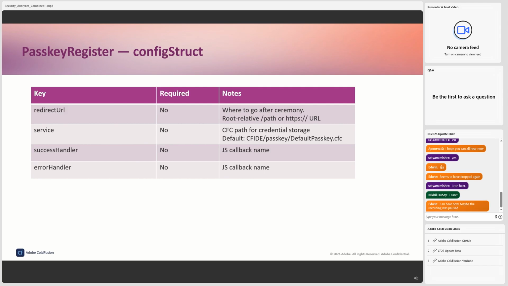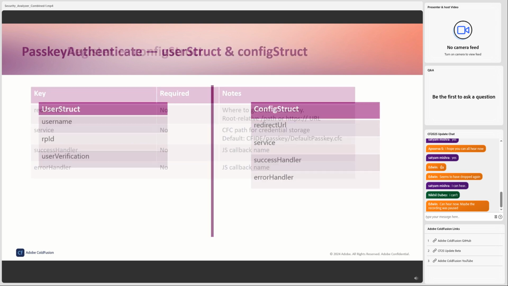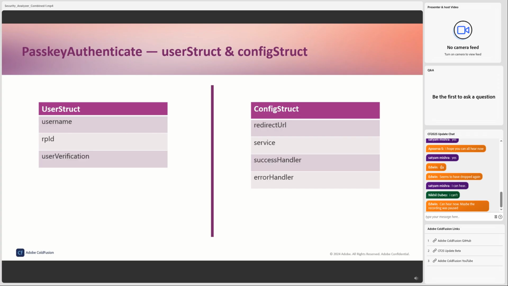Then comes success handler or error handler. So these are optional JavaScript callback names, if you want to handle the result client side instead of via redirect. So next for passkey authenticate, again there are user struct and config struct, but user struct has just these three keys and config struct is similar to what we saw for registration.